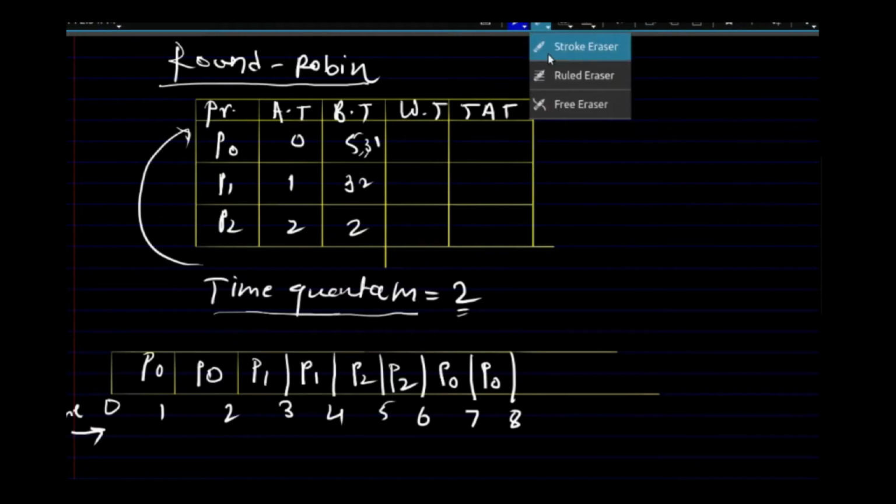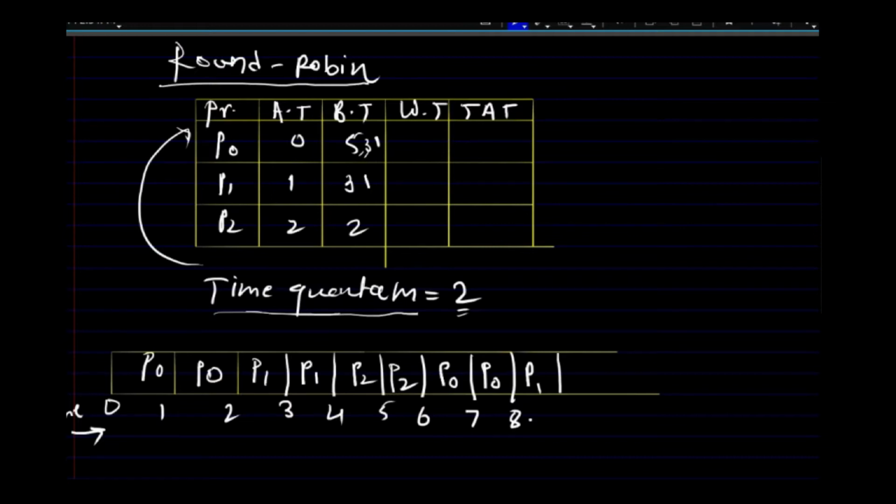Now for P1, its remaining time is 1. Why is the remaining time 1? Because P1 has already executed for 2 units of time here. So that's why its remaining time is 1. So how much amount of time will P1 execute? P1 will execute for only 1 unit of time, from 8 to 9.